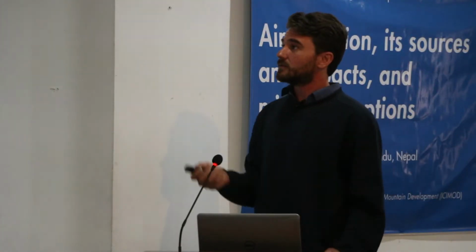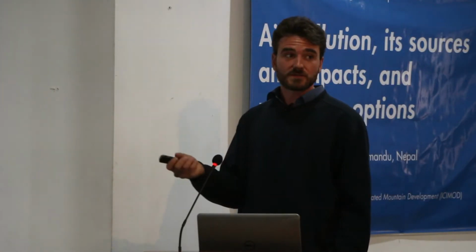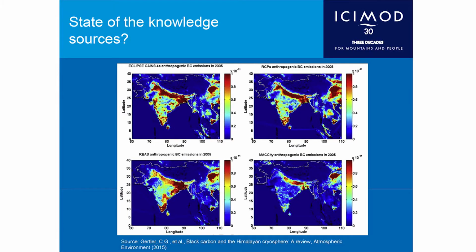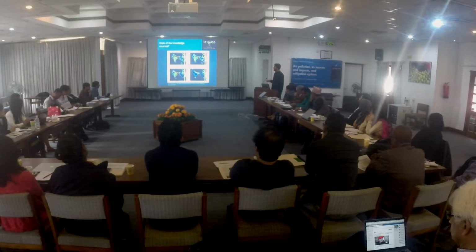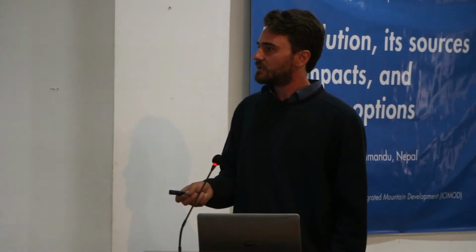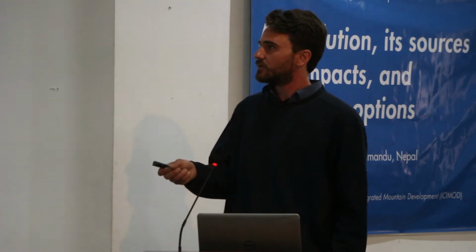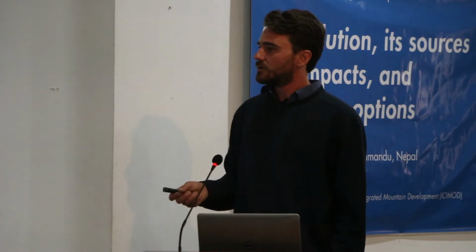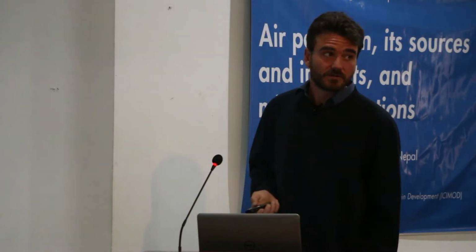So what about the state of the knowledge? What do we know about the sources of black carbon? If you take different inventories, here you have maps for 2005. The red parts are where you have lots of emissions. The blue parts are where there are low emissions. And we can see that from different inventories, so different studies, you have very different patterns. You always find a lot of emissions there and there, but you see that here you have big differences compared to the other ones, or here also. So even the sources are not well known.